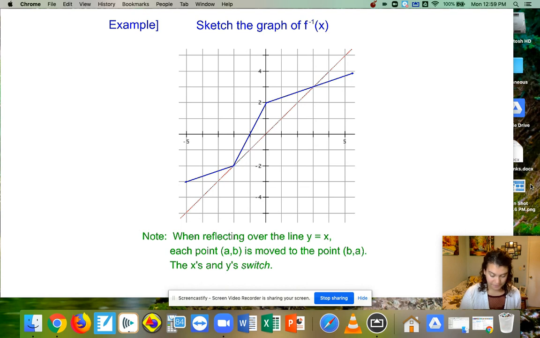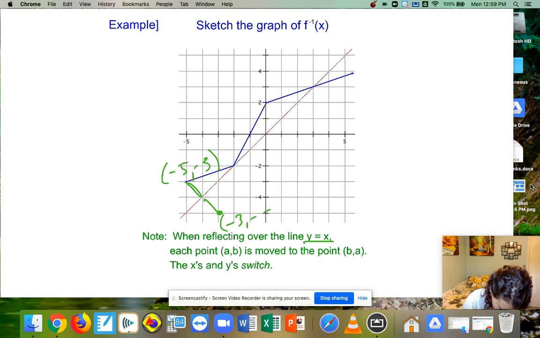So, sketching the graph. Remember, the second property was that the inverse is a reflection over the line y equals x. So I can take each of these points on this function and reflect it over the line. If I'm here, I'm 1 away from my line. I'm going to go 1 the other direction and reflect. If we look at these points, this is -5, -3. And then if we look at this point, we're at -3, -5.